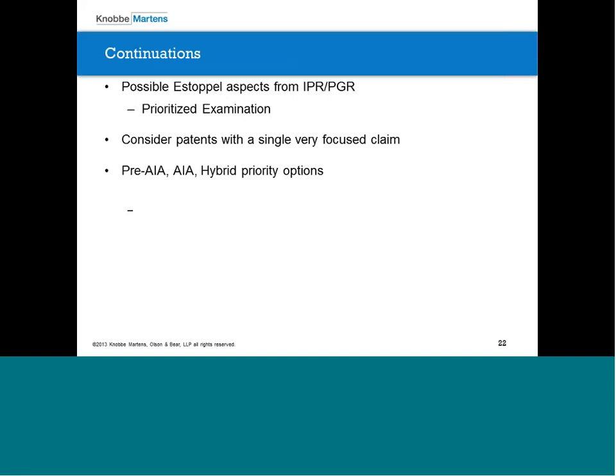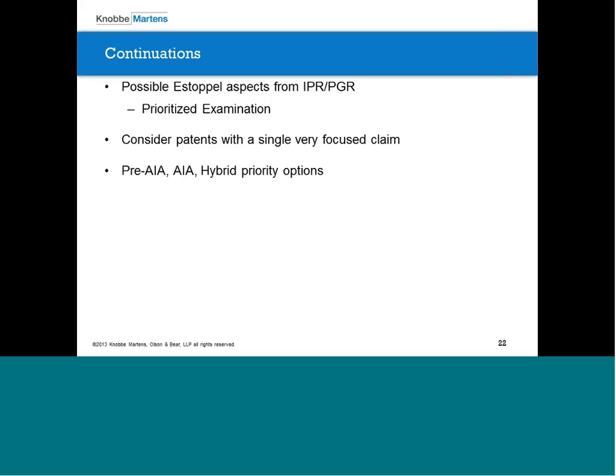Continuations, definitely a traditional way of boosting or strengthening your portfolio, but with the option of IPR and PGR that the other side will have, you'll want to think about the patentee estoppel aspects that could come back to haunt you. And so basically in these IPR or PGR proceedings, if you have to cancel a claim and if there's a final written decision following that, the patentee is stopped from pursuing that claim in any other proceeding or a claim that's not patently distinct from that claim.